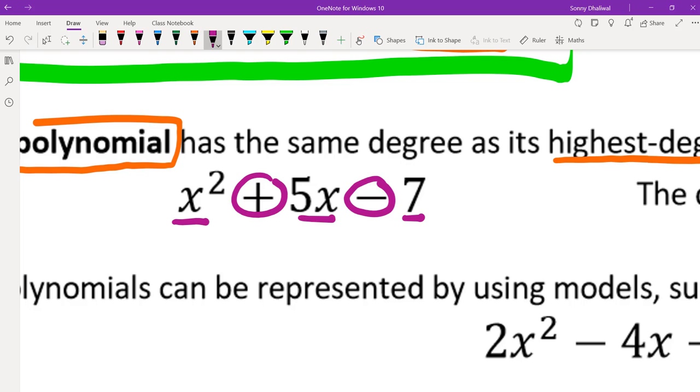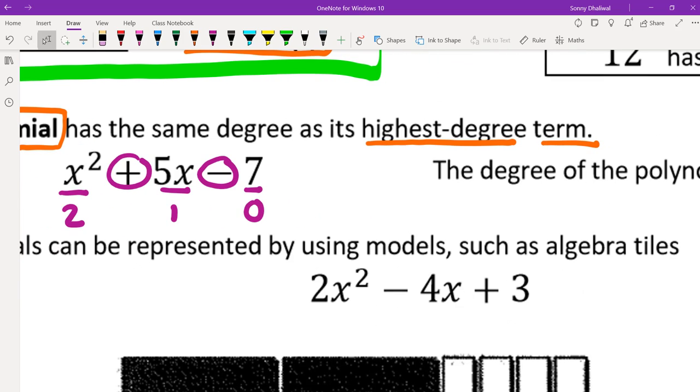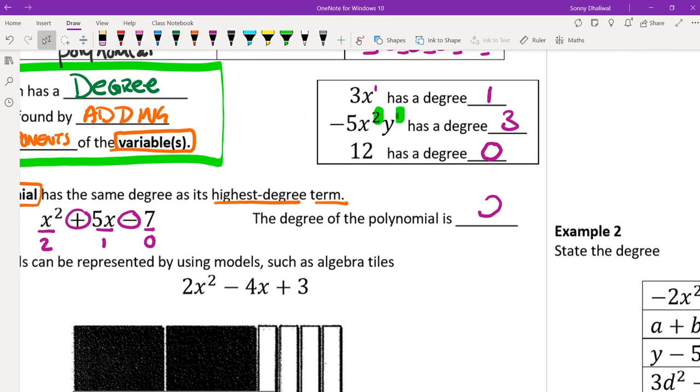So the first term, what's the degree of this? 2. What's the degree of this one? 1. So if it doesn't have anything, it's 1. If the variable doesn't have an exponent shown, that means a 1 from the first unit. Remember that? How about this one? 0. So these are the degrees of the terms. The degree of the polynomial is the biggest degree that you see. So which is the biggest number you see? 2. So the biggest degree we wrote down was 2, and that is the degree of the polynomial.